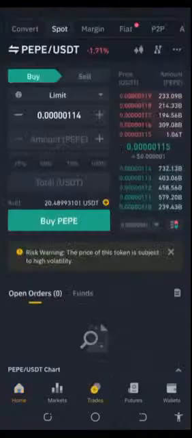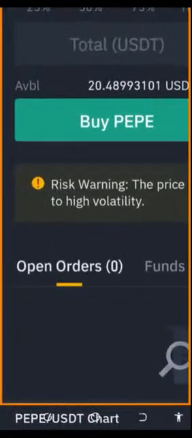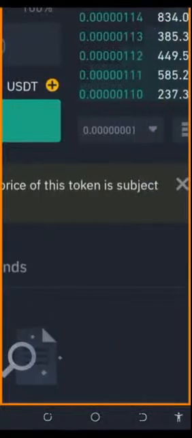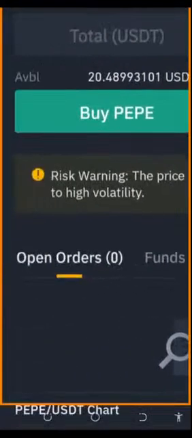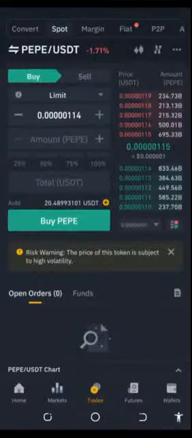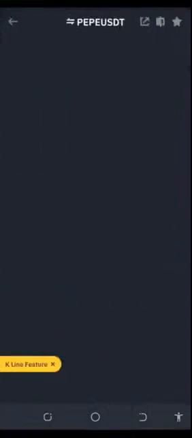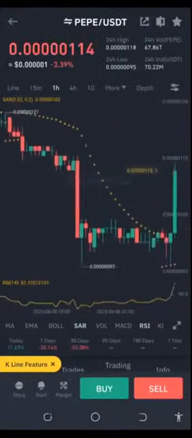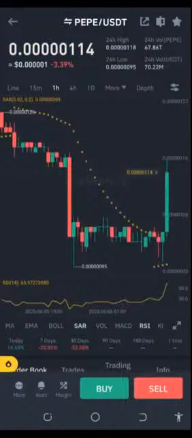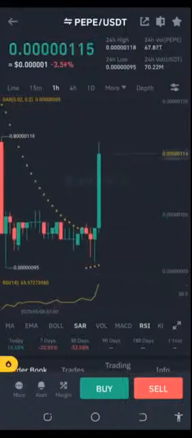Because if you take a look at what they said here, it says risk warning. The price of this token is subject to high volatility, very high. So that means at some point it can unnecessarily drop, and at some point it can unnecessarily rise, just like you can see here. You can see how this thing looks. It looks really interesting. See the kind of dump it had, and then all of a sudden, within a couple of hours, about 10, 15 hours, it had a really good home run.